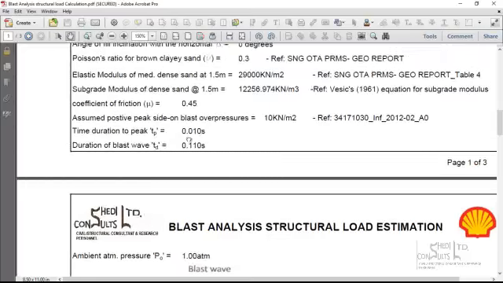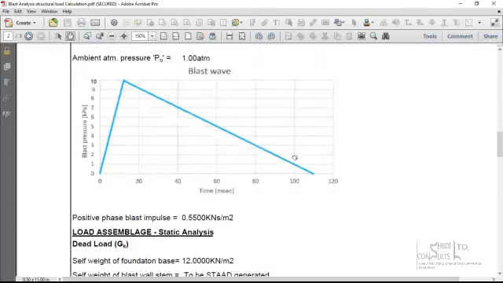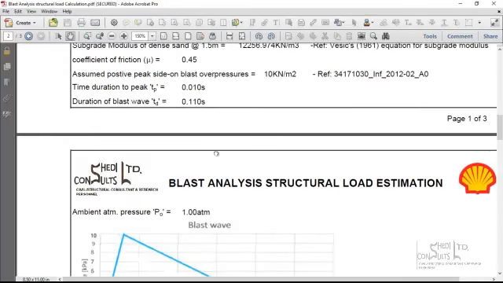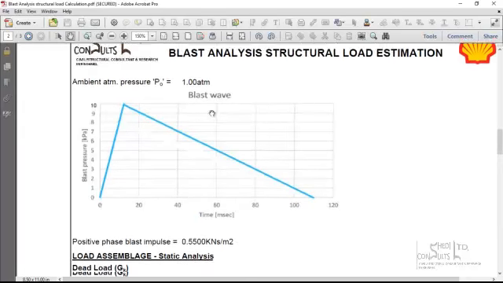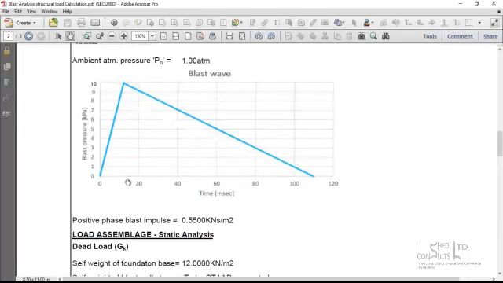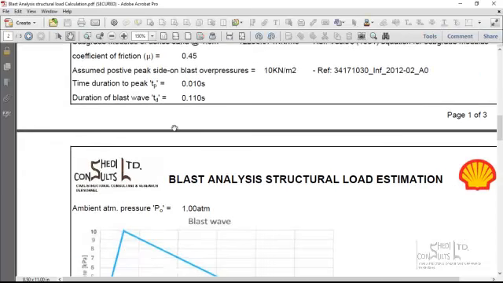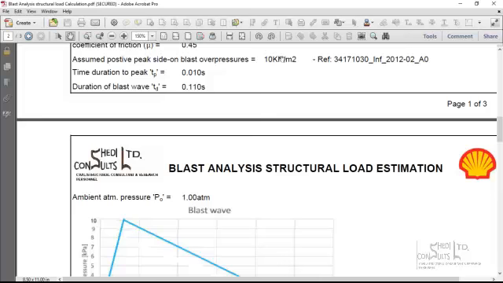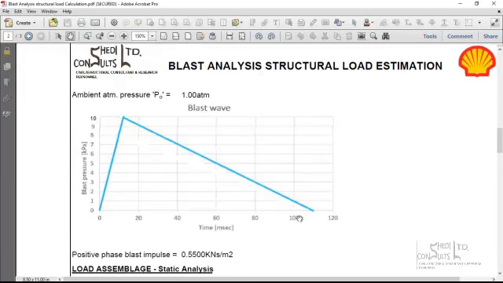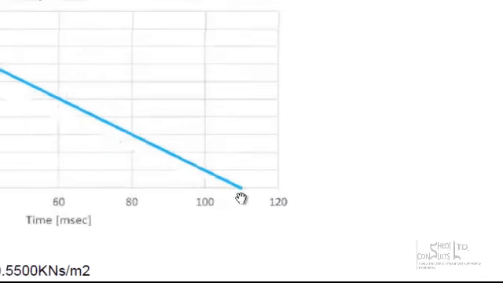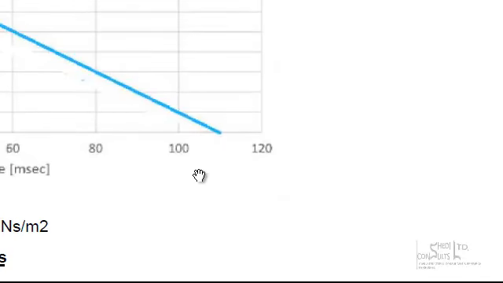the duration of the blast wave is taken to be 10 milliseconds. If you look at the duration, the time to peak is about 10 milliseconds. So in 10 milliseconds, this is far less than a second, the blast pressure increased to about 110 kilopascal. So that's the peak side-on overpressure. The blast wave gets to this peak and then thins down to 0 and then negative values.